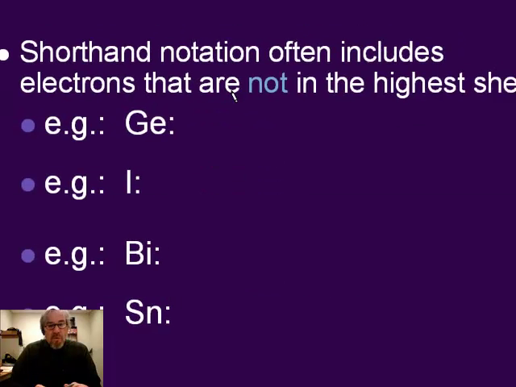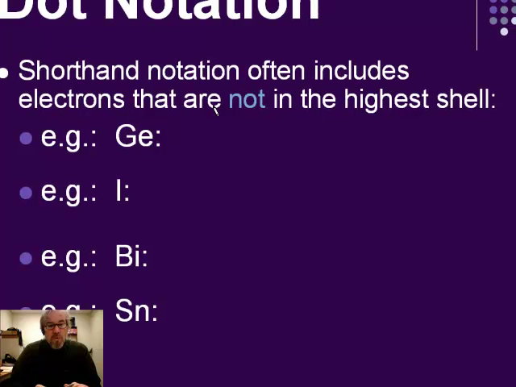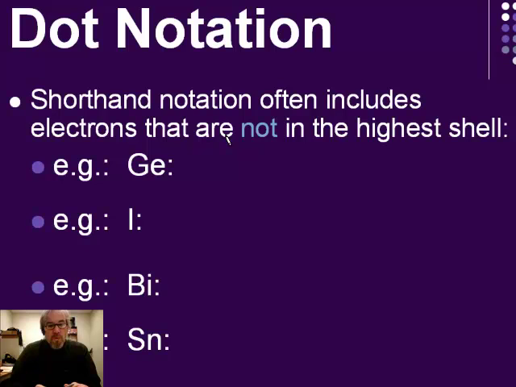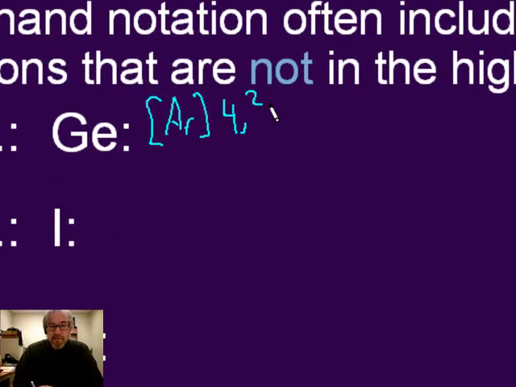Well, there was an even simpler way yet, because one of the things that we see is that shorthand notation often includes electrons that are not in the highest shell. Let me give you a couple of examples. We just did gallium. Germanium is the very next element. And so it's argon, 4s2, 3d10, 4p2.